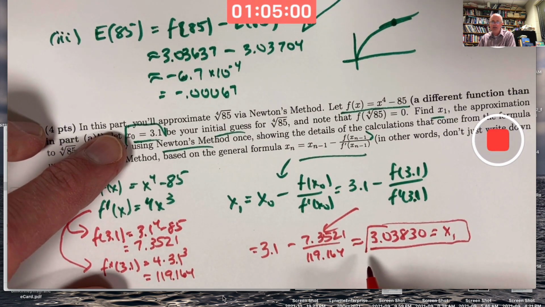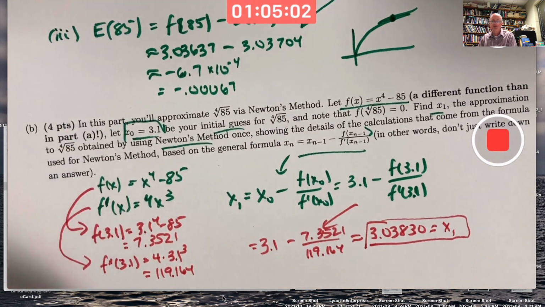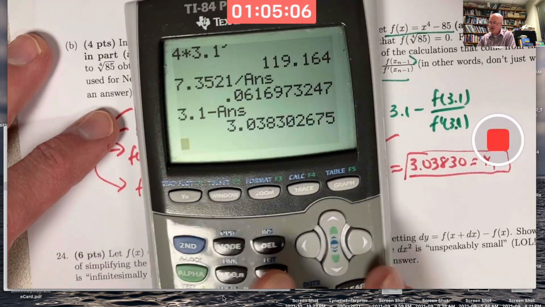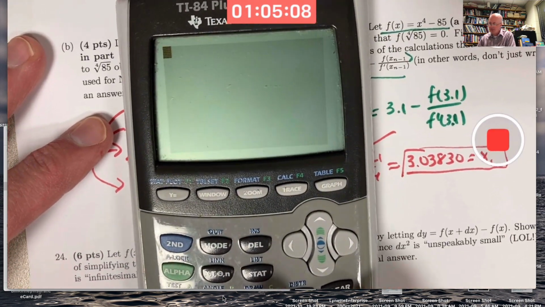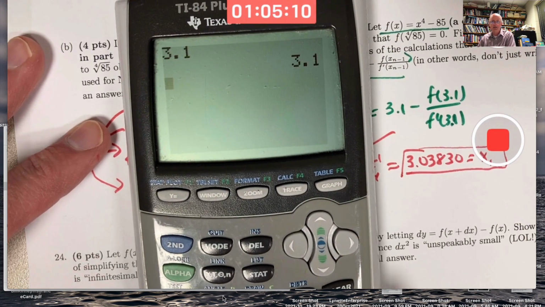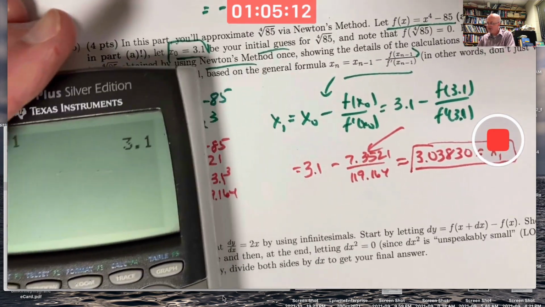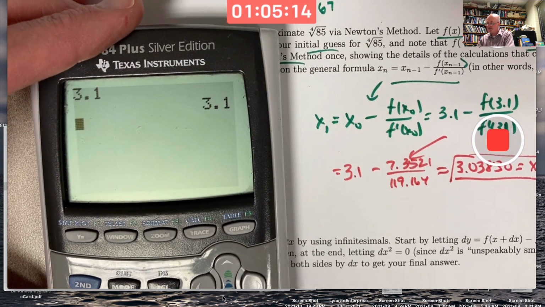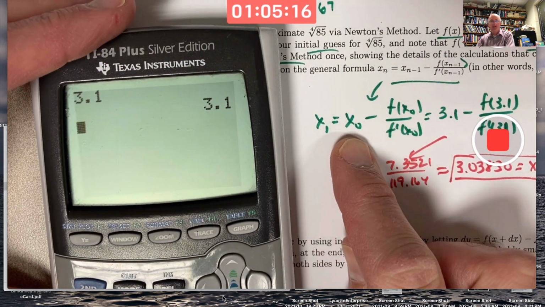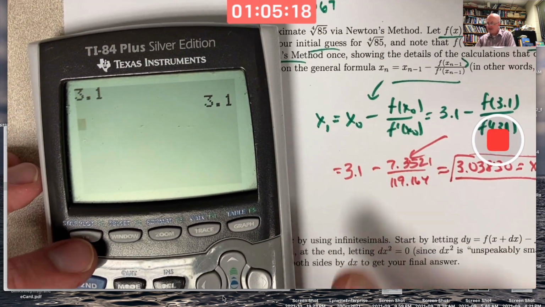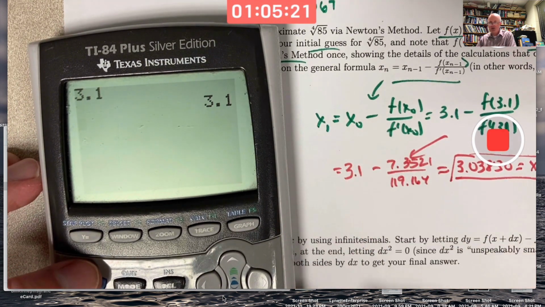It's not quite as close as the linear approximation was. I'm sure it would be better, though, after a second iteration. By the way, here's the way to do all this quickly. I could plug my initial guess into there first. Then I could use the ans as the value of x0, the previous answer, and essentially type in this formula with ans in terms of x0.